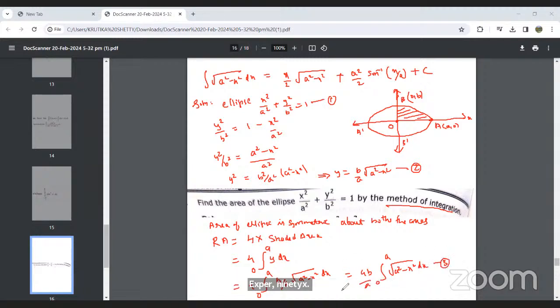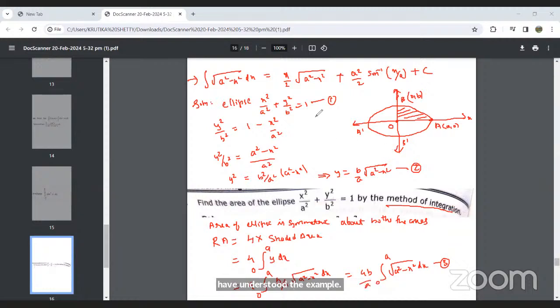And then after this we need to simplify by making use of the formula. You can see it is in the form of root of a square minus x square dx. So we have to make use of the same result we discussed in the previous question. The same formula we have to use and simplify. We will discuss the simplification. I hope till here you have understood the example. Till here the example is clear.